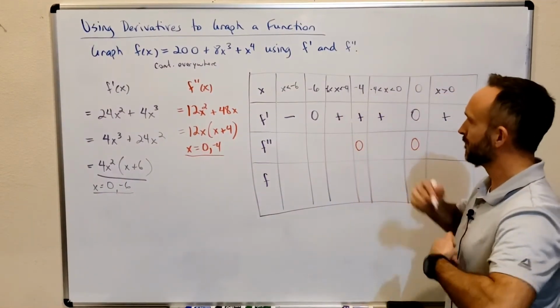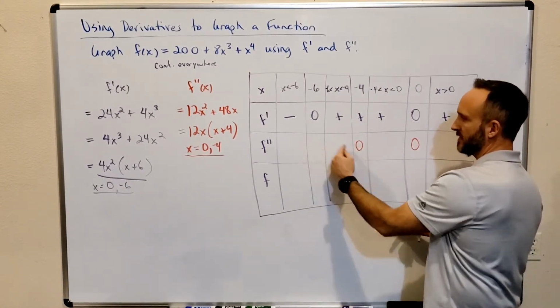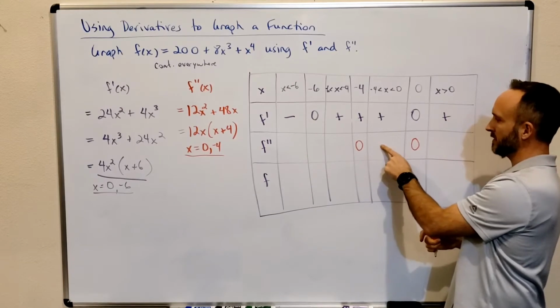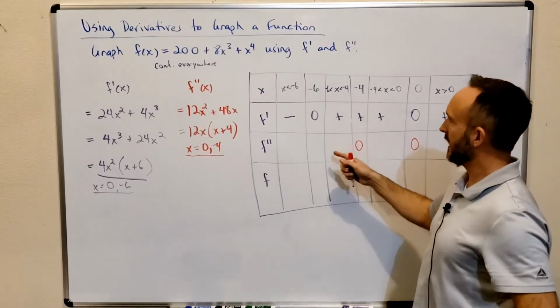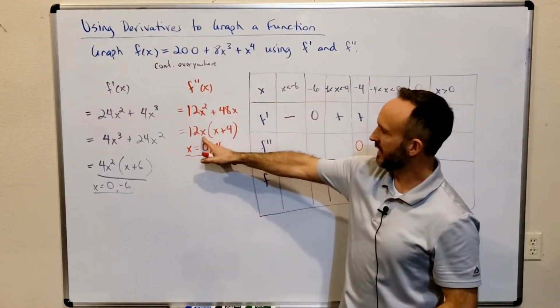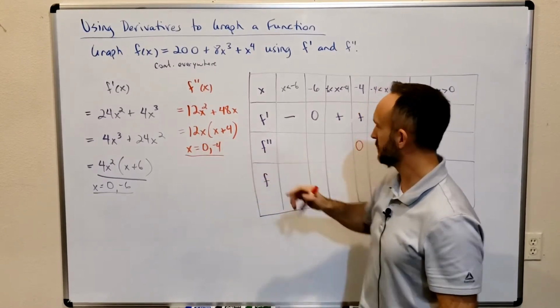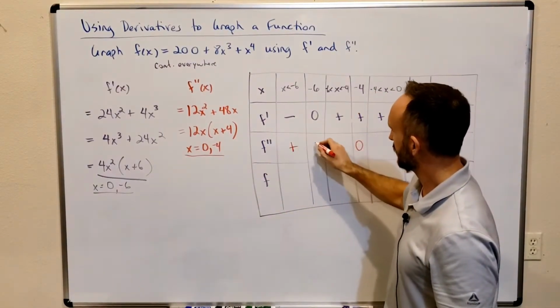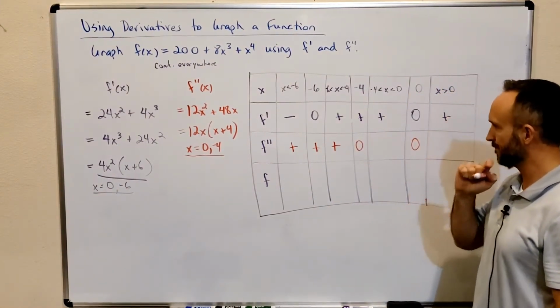F double prime, again, everything to the left of this 0 is going to be the same. Everything between is going to be the same. Everything to the right is going to be the same. So let's look at x values less than negative 6 here. This is negative, and x plus 4 will be negative. So we have 12 times negative times negative. So on this side we have positive. 12 times negative is positive.